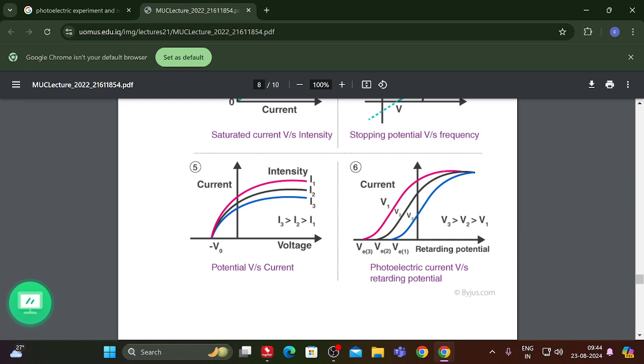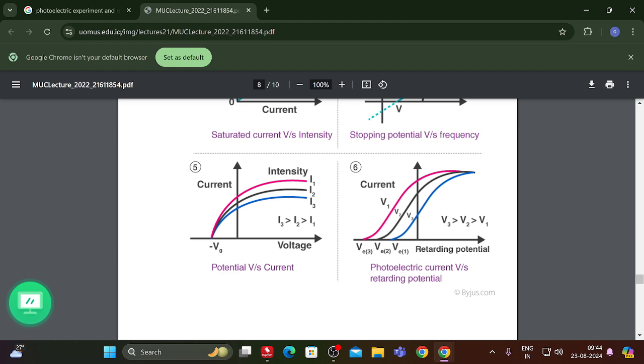This is nu 1, this is nu 2, this is nu 3. If nu 3 is greater, like that only. You see this material? F1 and F2. You can see F2 is greater than F1. What is the graph? When F2 is greater than F1, nu 02 is greater than nu 01. See this one, that's wrong. Nu 02 is greater than nu 01. Hope it is clear. Is it clear?